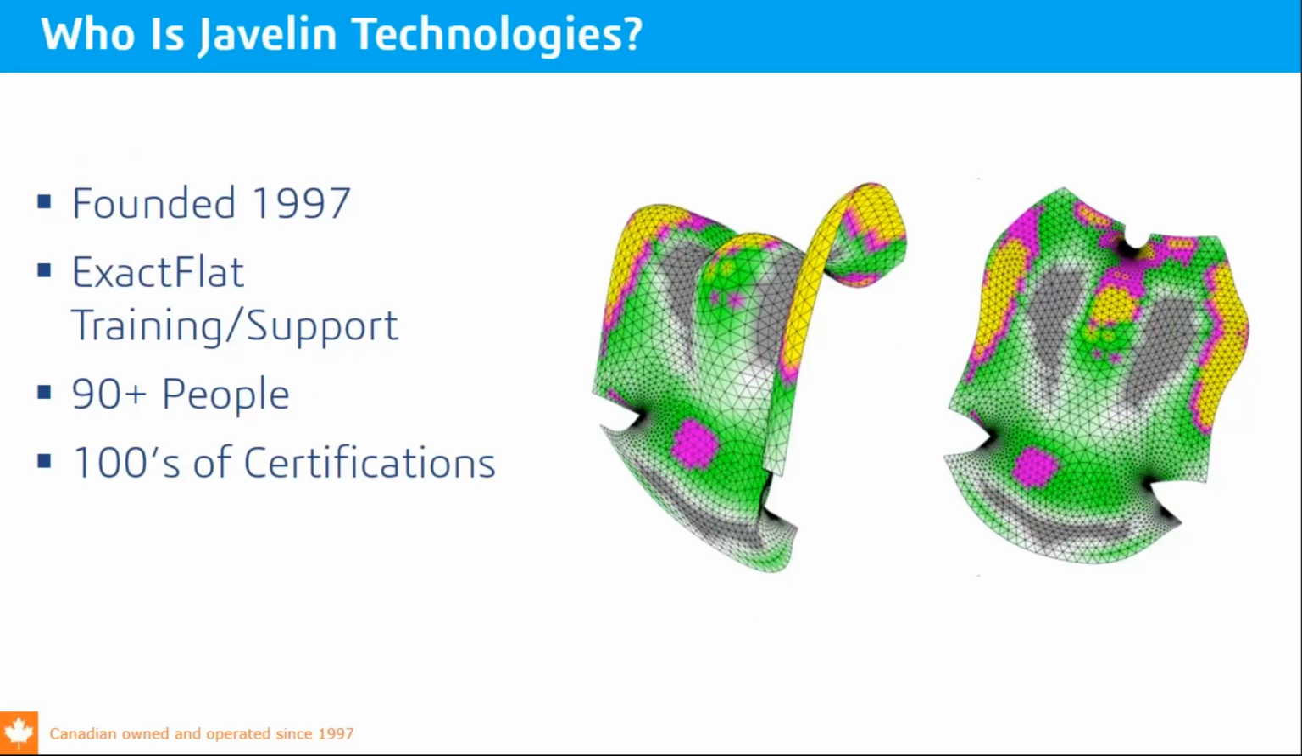So just a little bit about Javelin Technology. We were founded in 1997, which puts us at almost 20 years old. We provide ExactFlat training, support, and sales across North America and Europe. We have over 90 people on staff, and probably over 1/3 of those are engineers. Along with that, we have hundreds of certifications inside of SOLIDWORKS and ExactFlat. So our folks are very qualified to support and answer the questions and give you the training that you need to be successful.